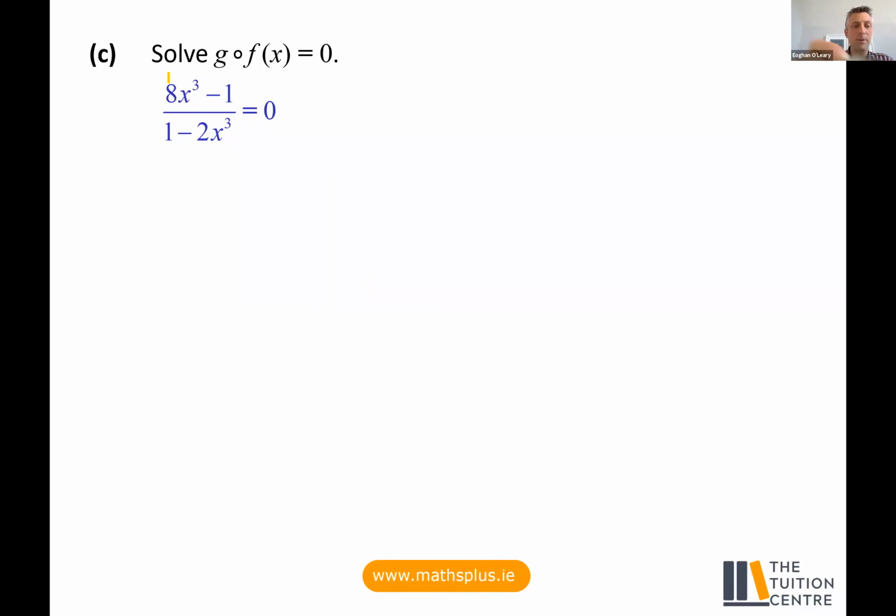So in this case, what's happening here? Well, I'm multiplying both sides by the denominator, but when I multiply 1 minus 2x cubed by 0, it's just going to disappear. So I get 8x cubed minus 1 equals 0, 8x cubed equals 1, x cubed equals 1 over 8, x is equal to the cube root of 1 over 8, x is equal to 1/2, and that was a 5 marker. Okay, so it's basically an algebra question.